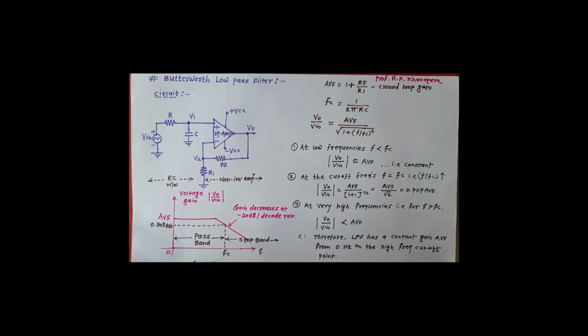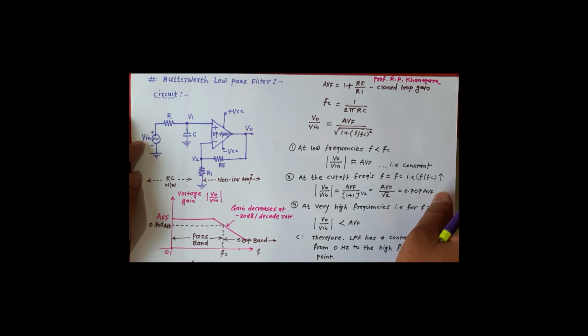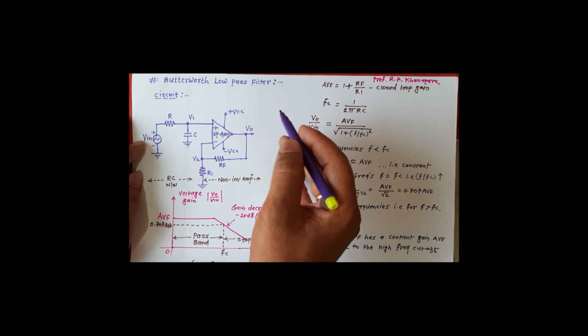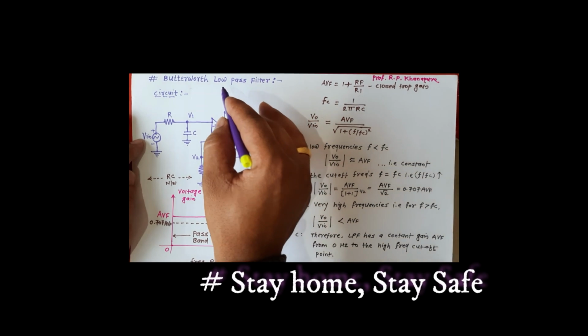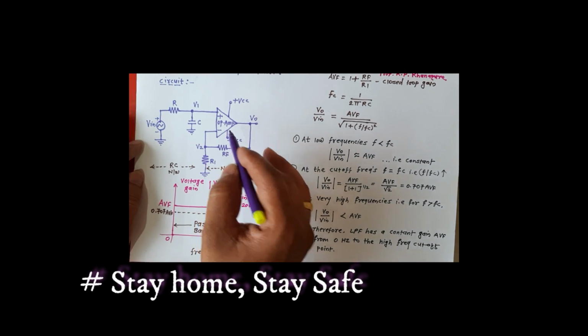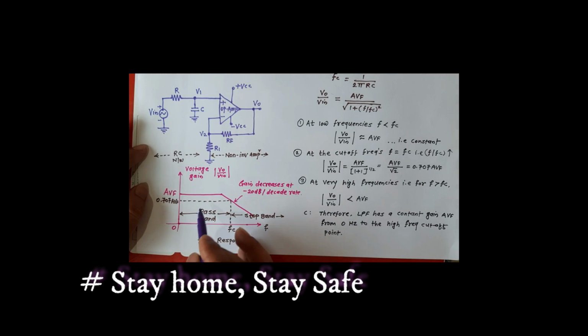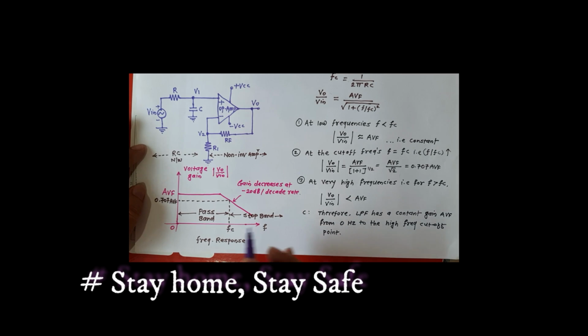So next is a Butterworth low pass filter. In the last video we discussed what a filter is and the types of filters. So first is a low pass filter. This is the circuit diagram for the low pass filter, and its frequency response is in the second diagram.